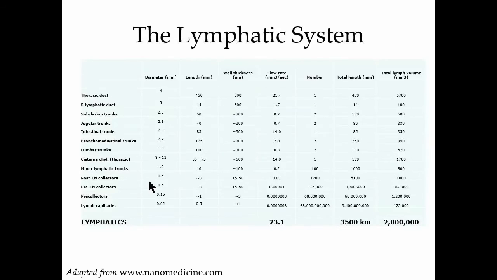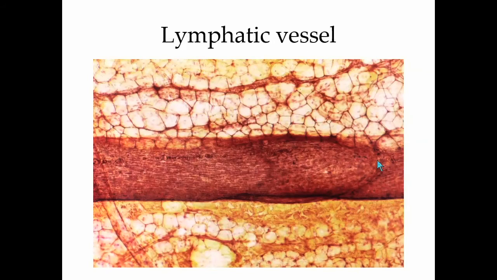I did show this slide yesterday, so I won't dwell on it except to point out the fact that we have 68 trillion lymph capillaries in the body. The overall lymphatic system comprises about 3,500 kilometers of real estate, and there is a total flow of 2 million milliliters in terms of total lymph volume.